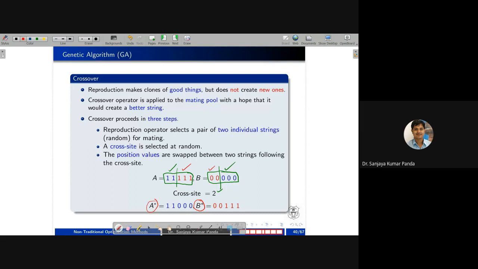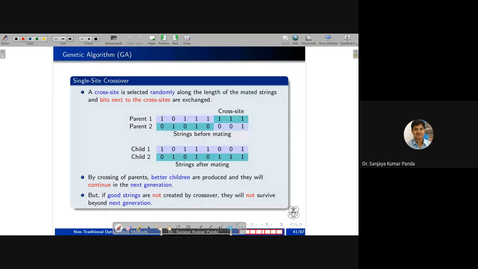Okay, and the type of crossover what we did here is called single point crossover. So this is also an example of single site crossover. We have selected 2 different parent and a crossover point, and the first part I have taken from parent 1, second part from parent 2, which is my child 1. Similarly, I have taken the first part of parent 2, second part of parent 1, which I call child 2. That is called your single point crossover.